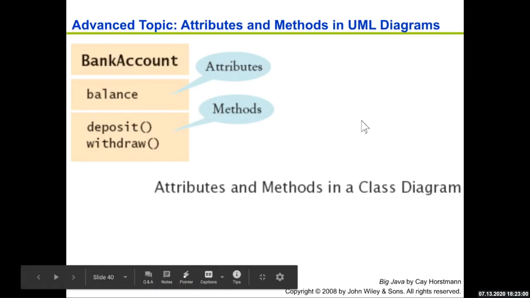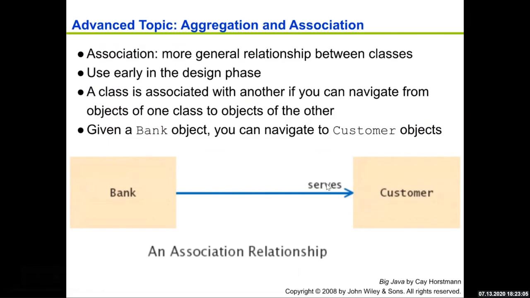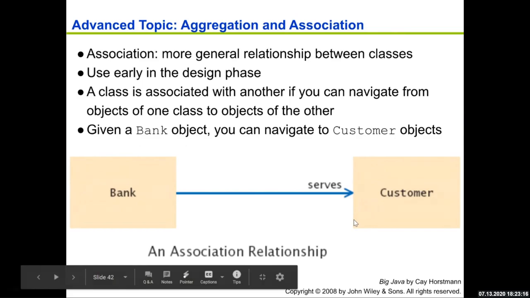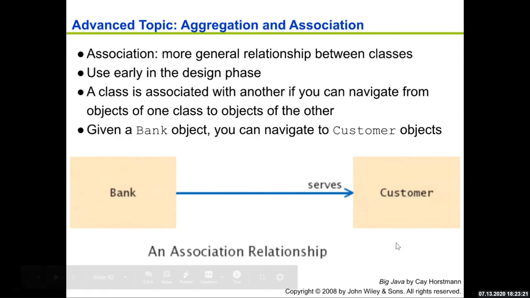So we can skip through a little bit. We see a bank serves a customer. This is an association relationship. The idea is a designer, an analyst, well, we'll call them an analyst, that's a better term, draws this UML diagram, hands it over to the programmer, and then the programmer is able to write the code to solve the business problem.